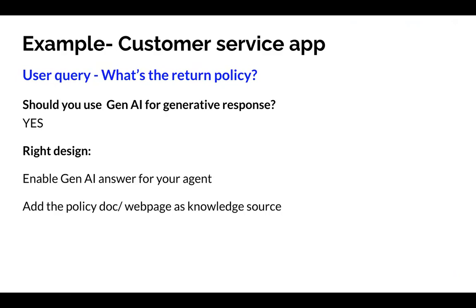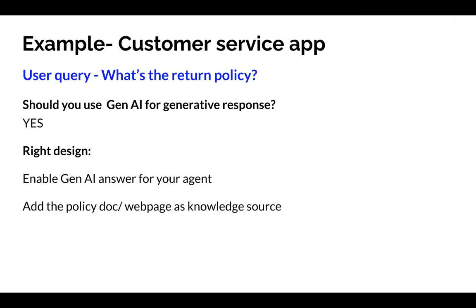This is where the answer is not clear-cut like, "Give me the number and I'll give you a flag." It's more like, look at the policy. Users might have some follow-up questions. Rather than asking the user to read the entire 30-page document or web page, which can frustrate the user, it's better to have GenAI look through your policy document, which you have added as the knowledge source, and provide the answer based on that.